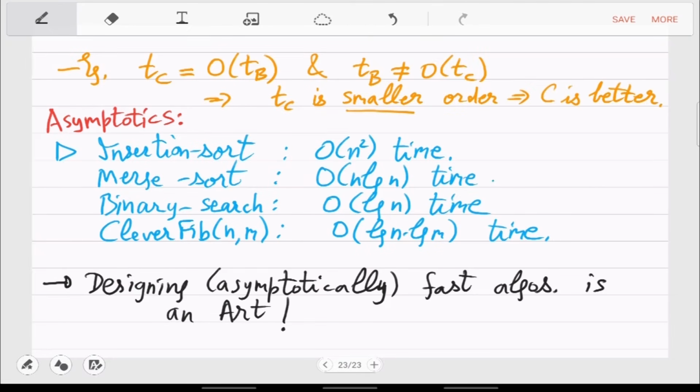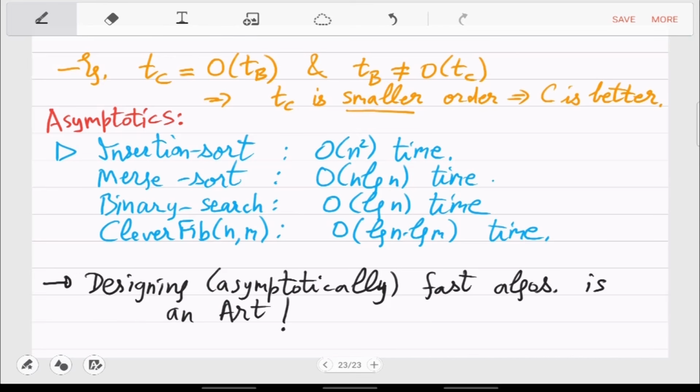So we formalize this by Big O notation. These were the examples. Insertion sort is order n square. Faster sorting algorithms are order n log n. Binary search is the fastest algorithm you will see. It's order log n. So it is growing with input size, but very, very slowly.